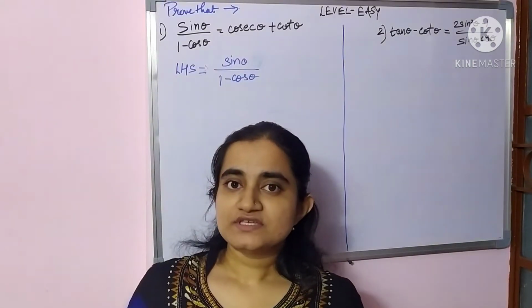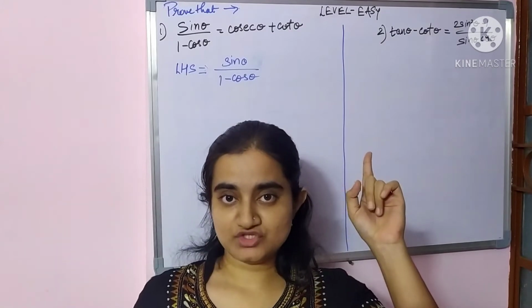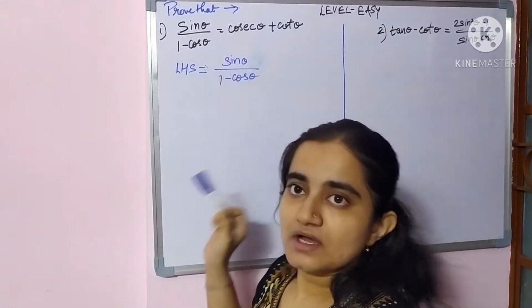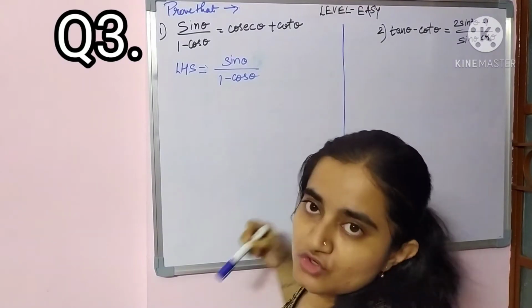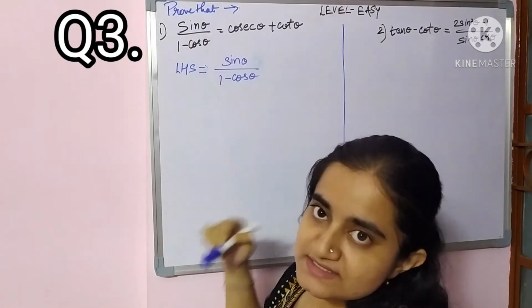Now students, this is the second type in easy level questions. Sin theta upon 1 minus cos theta equals cosec theta plus cot theta. Now here we will take this part as LHS.